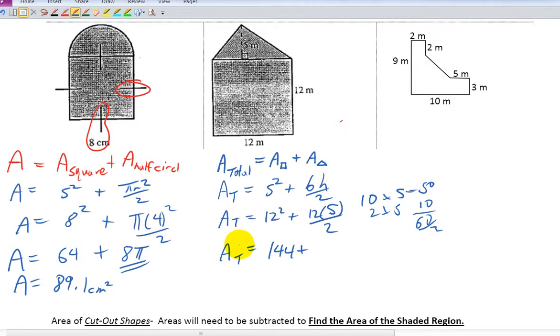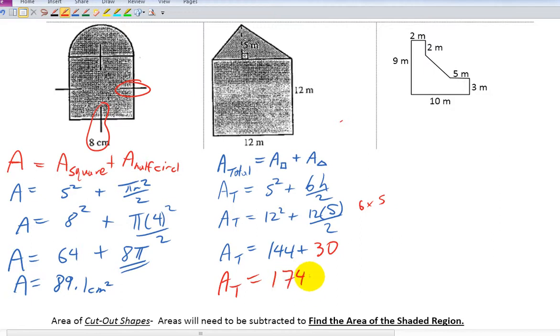Exactly. So what you could do is do your division first and go 12 divided by 2, okay, right here, which is 6. And then you could go 6 times 5. Good job, both of you. Right, 6 times 5, 30. Okay, and add them together, total is 174 meters squared. Don't forget your units, double check. Units are important. Any questions?